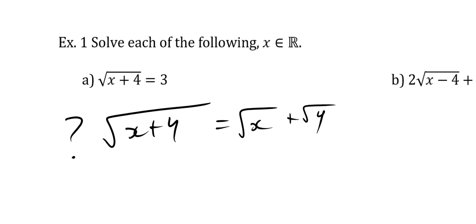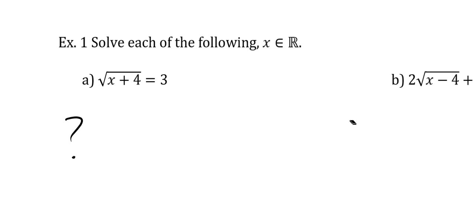But that's not true. That would be similar to x plus 4 squared being equal to x squared plus 4 squared. And we know that's not true. So radical signs, remember, are just exponents written a different way. Square both sides, beautiful. So that's all we're going to do.